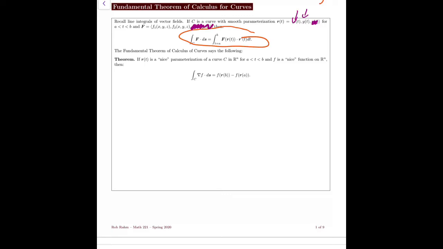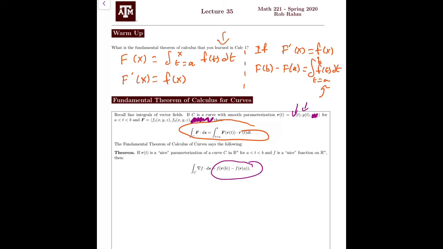So r of t is a nice parameterization for a nice curve in Rn. t goes between a and b, and f is a nice function. Again, that just means basically that it's continuous and you can take derivatives of its components. Then the line integral of the gradient of f is equal to f of r of b minus f of r of a. So notice how this is very similar to the fundamental theorem of calculus. On the left-hand side, we have an integral of a derivative, and on the right-hand side, we have f evaluated kind of at the endpoints of the curves. That is similar in form to this part of the fundamental theorem of calculus.